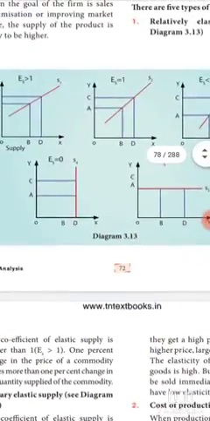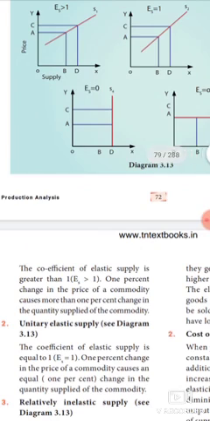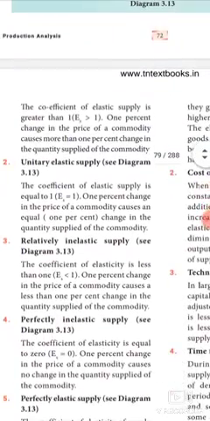And second diagram பாருங்க, unitary elasticity of supply. The coefficient of elasticity is equal to 1. 1% change in the price of the commodity causes equal change in the quantity supplied. அதாவது சப்ளையும் ப்ரைஸும் ஈக்குவலாக இருக்குது. ப்ரைஸ் எந்த அளவுக்கு சேஞ்ச் ஆகிருக்கோ அதே அளவுக்கு குவான்டிட்டி சேஞ்ச் ஆகிருக்கு. That is called unitary elasticity of supply.